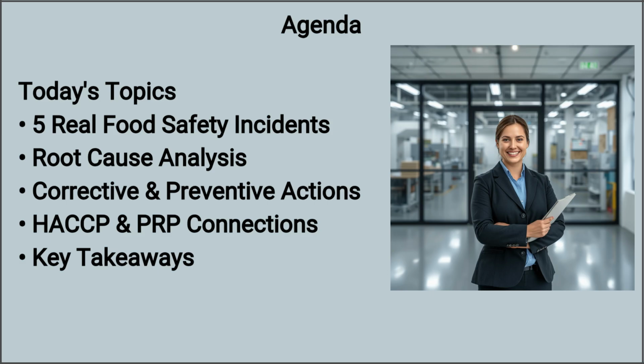4. HACCP and PRP connections. Each incident is mapped back to the relevant HACCP principles and prerequisite programs, helping trainees understand how real-world failures connect to the food safety plan. 5. Key takeaways. We close with a summary of the most important lessons from the session, focusing on early detection, strong verification, effective communication, and continuous improvement.